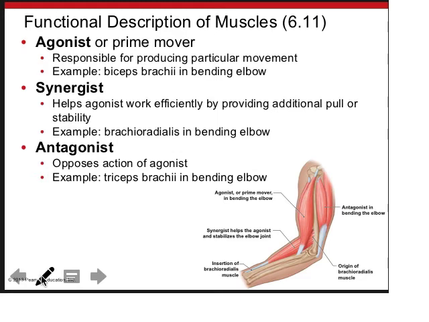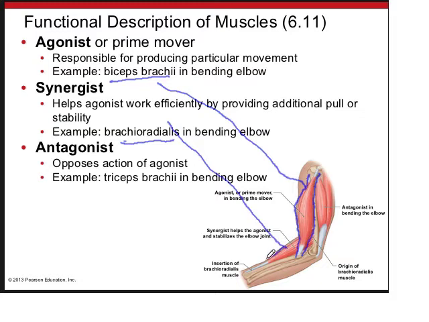Okay, so let's illustrate where each of these are. The agonist here, the biceps brachii, is this muscle. And you can see the attachment points, right? We attach to the scapula, and we also attach across the elbow joint to the radius. Okay? The synergist helps. The brachioradialis is an example of the synergist, and you can see the brachioradialis here.